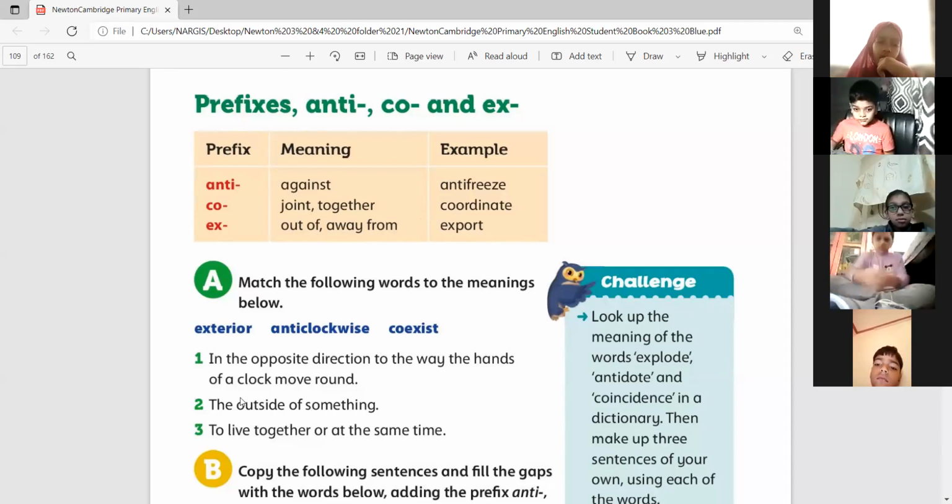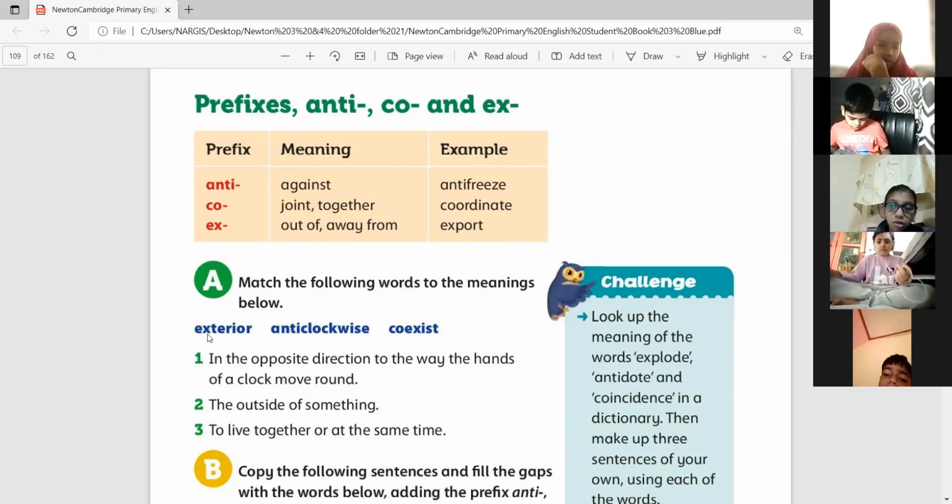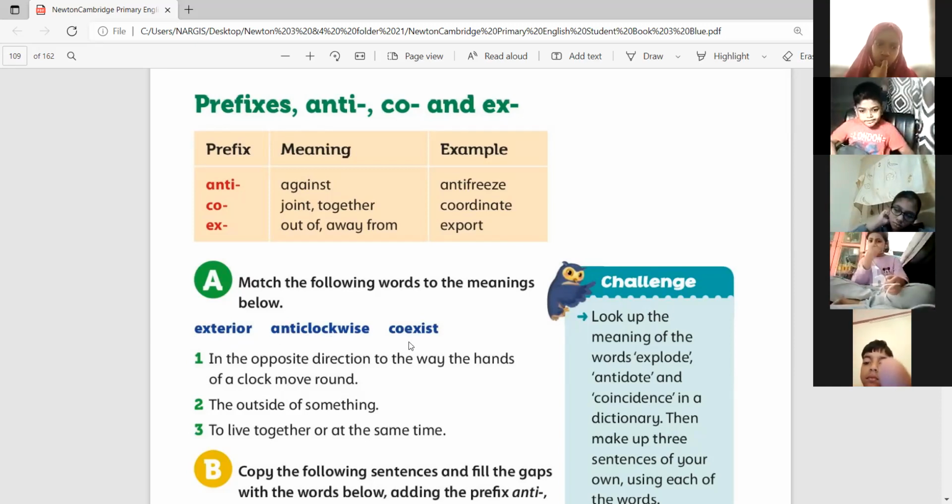A part. See? Match the following words to the meanings below. First is exterior, anti-clockwise, coexist. Okay. So can you all tell me in the first word, which is the prefix? In exterior, which is the prefix? Ex. Yes, and in anti-clockwise? Anti. Yes, and in coexist? Co. Very good. So, you all understood that these are the prefixes.